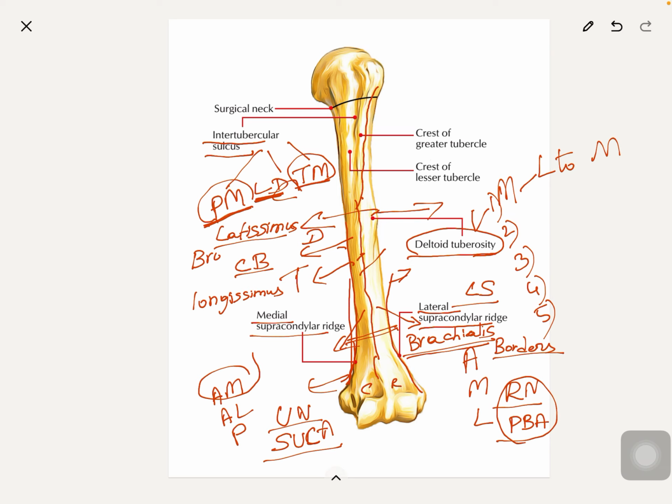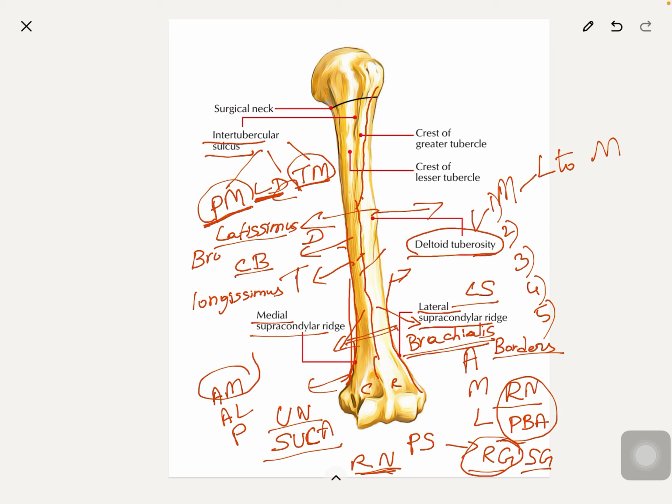The posterior surface is not seen in this picture, so you have to turn the bone. It is presented by the spiral groove or radial groove. It is spiral in shape, and the name itself tells what is related to the radial groove: the radial nerve. This is very important. The radial groove contains the radial nerve. This groove is caused by the radial nerve running in relation to the middle of the posterior surface of the humerus.